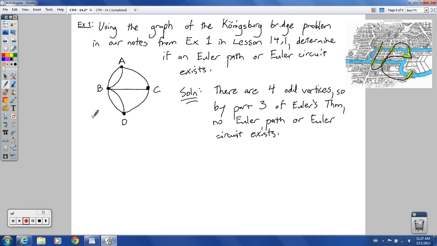With that, Euler's theorem proved that that was not possible. He actually proved beyond a shadow of a doubt that if a graph has more than 2 odd vertices, you can't make an Euler path or an Euler circuit.